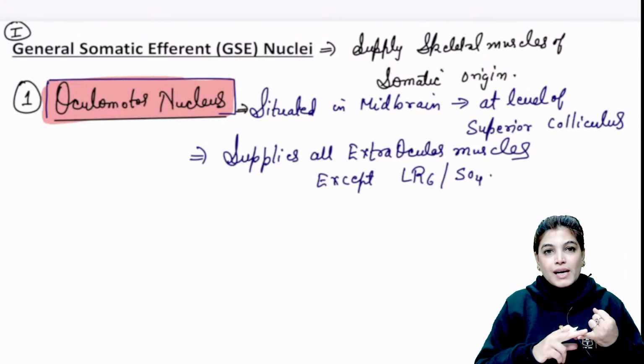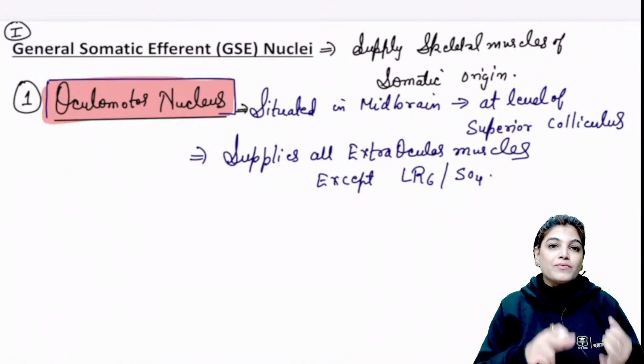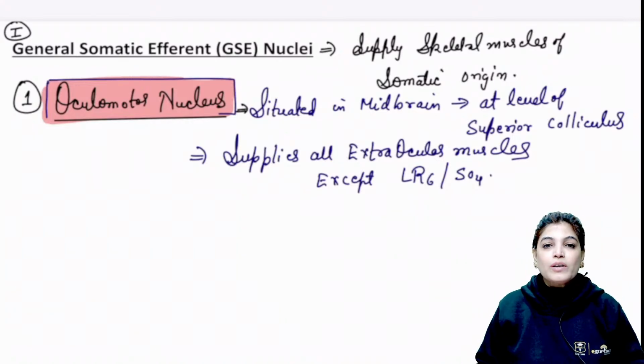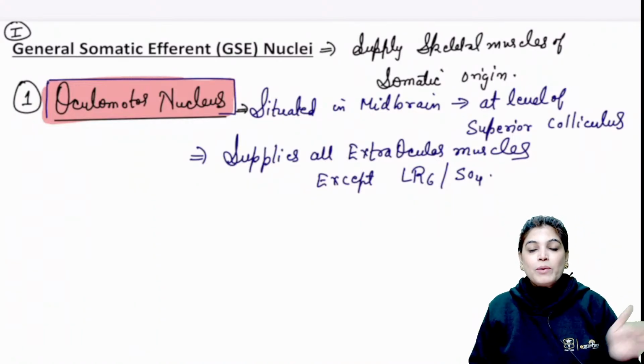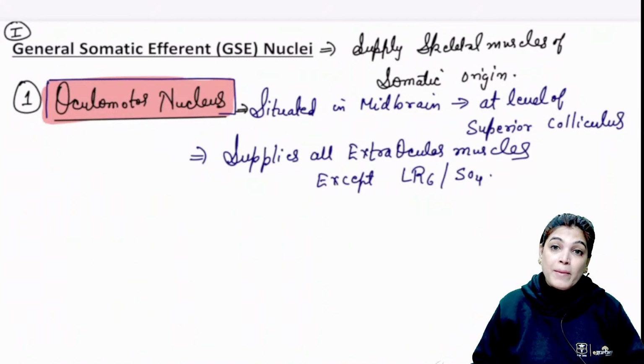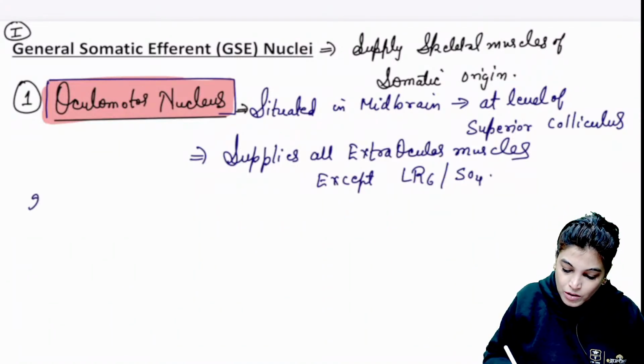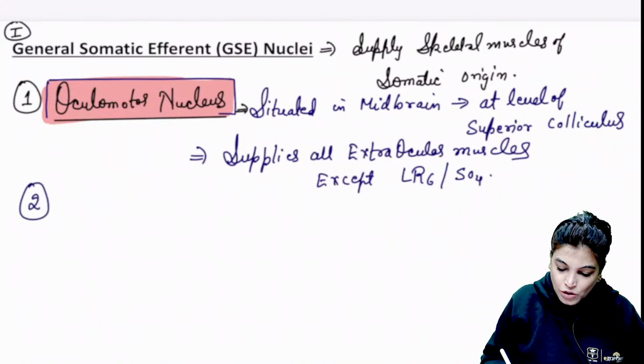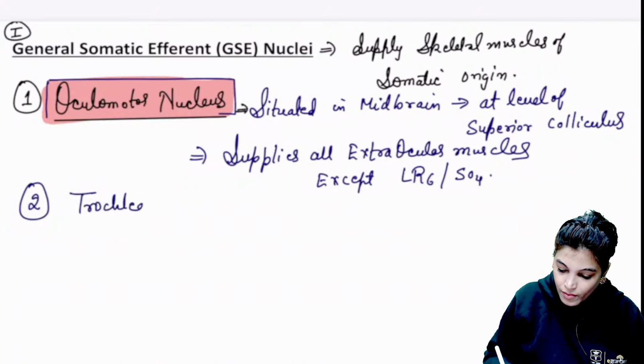So the first nucleus of general somatic efferent is the oculomotor nucleus, located in the transverse section of the midbrain. I will also show you the location. After explaining it, I will show you an image for the location of each and every cranial nerve nucleus. Now talking about the other one, the other is the trochlear nucleus.